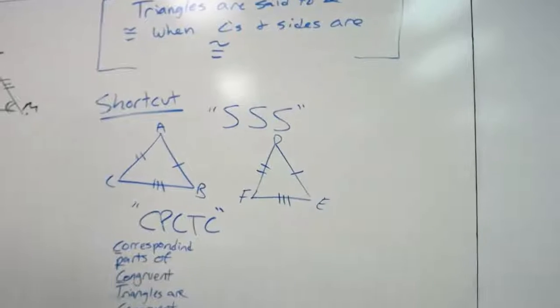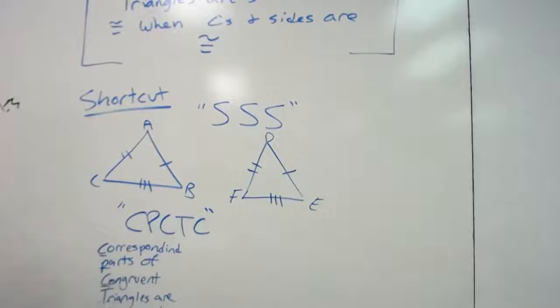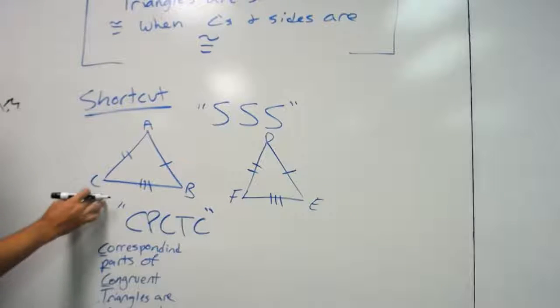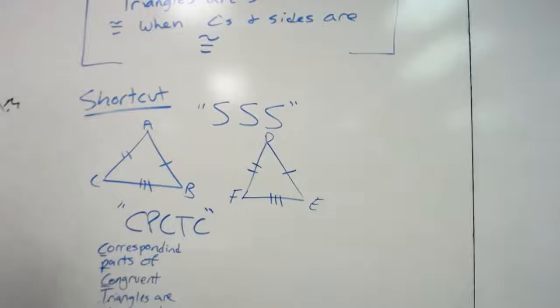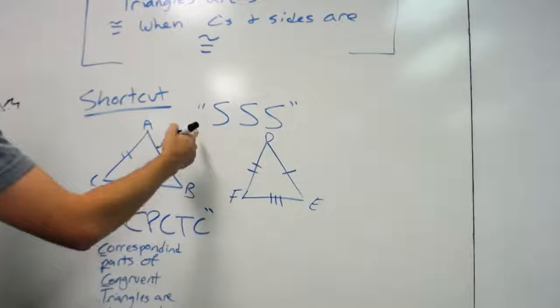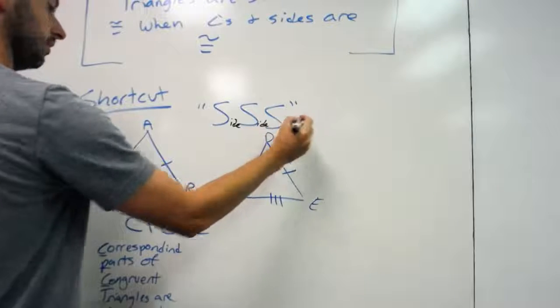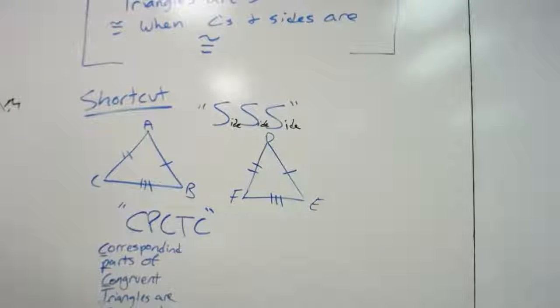Let's say we had triangles that had three sides that were congruent. AB is congruent to DE, EF congruent to BC, and AC congruent to DF. All the sides are congruent. Well, what we can say is that it has side, side, side congruence, that's the word I'm looking for. Side, side, side congruence.